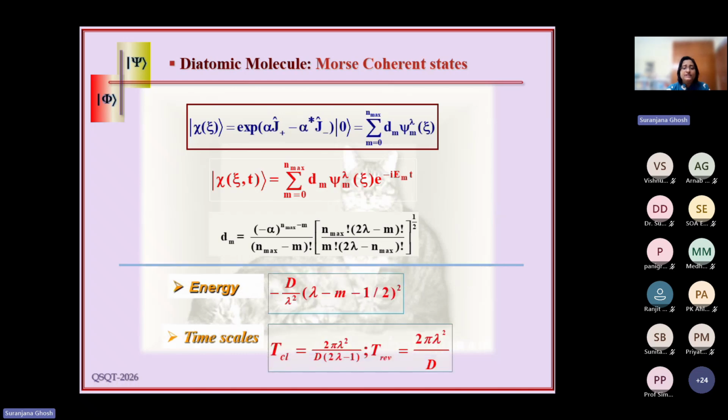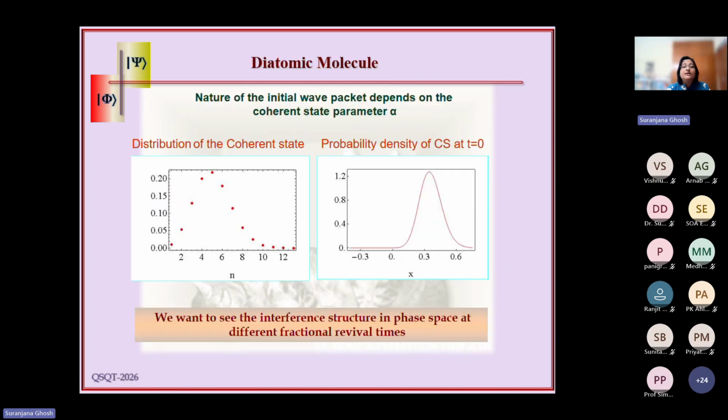And this is the expression of energy. One can see m is the vibrational quantum number. So there are linear and quadratic terms as well. So from there, one can get these time scales, T_CL and T_DVL. So if you see the system dynamics, first, let me tell you, this is the distribution we have plotted.